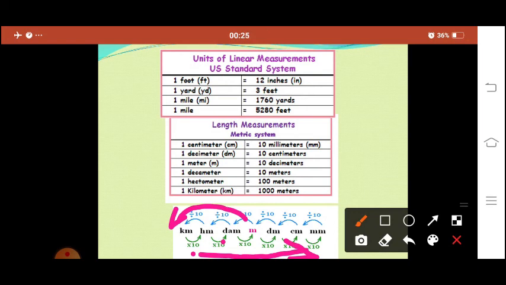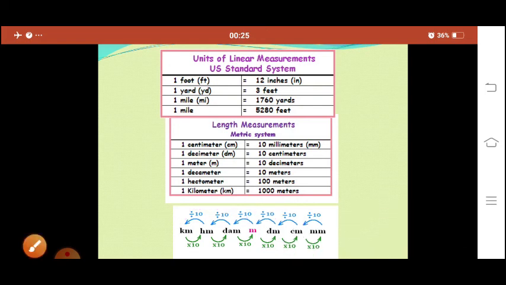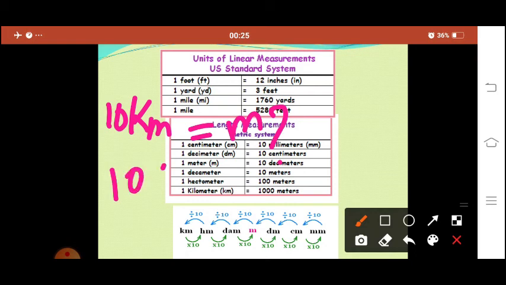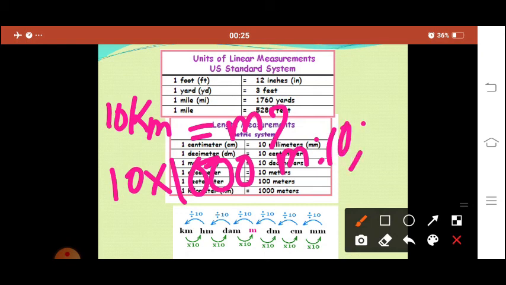Like that, when we go from meter to centimeter we multiply by 100. When we go from centimeter to meter we divide by 100. So that way we will convert. This is very important in measuring lengths. If I ask you to find 10 kilometer equal to how many meter, what you will do, 10 into 1000 meter, so 10,000 meter. Easy, it is like that.